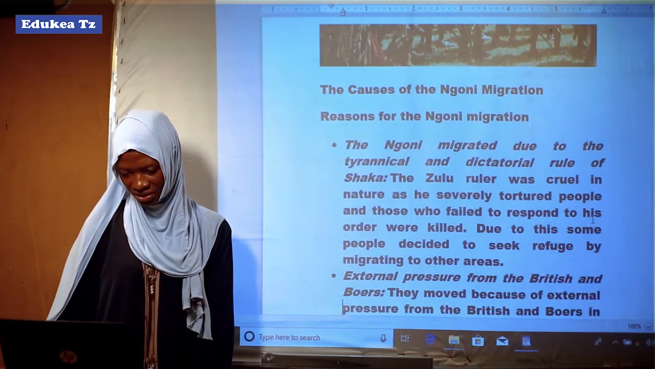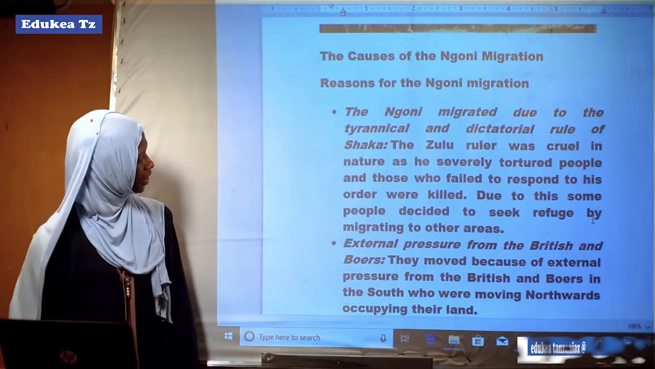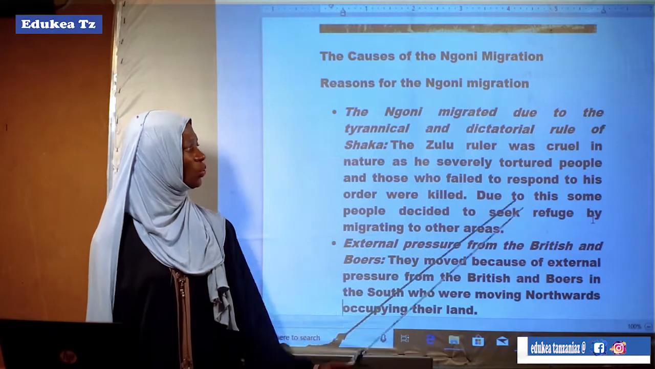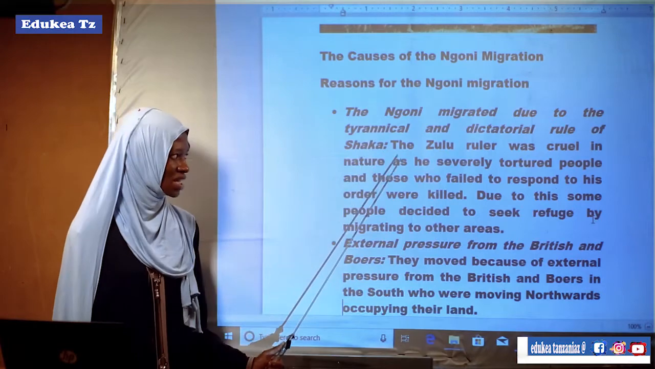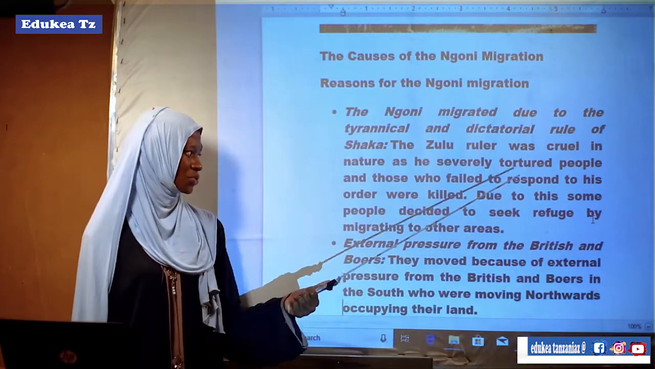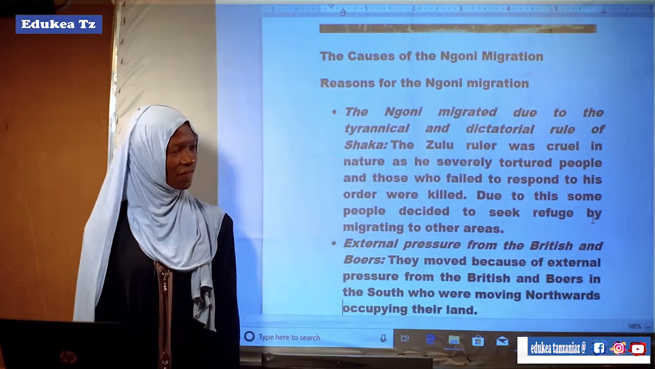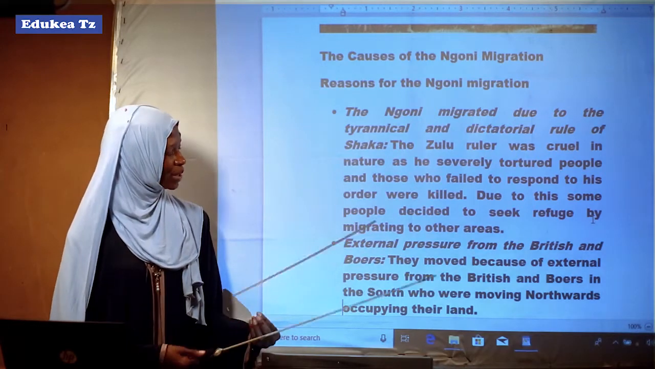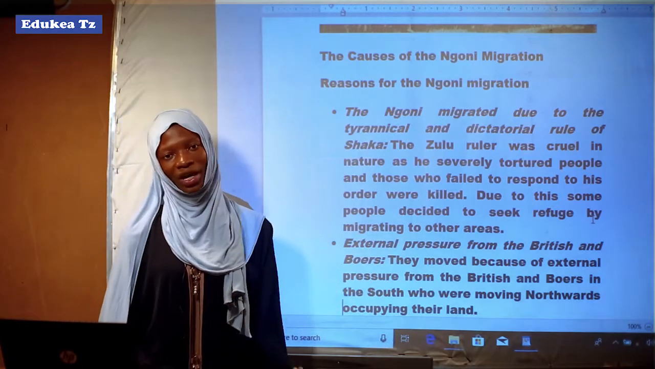The first reason is that the Ngoni migrated due to the tyrannical and dictatorial rule of Shaka. The Zulu ruler was cruel in nature as he severely tortured people, and those who failed to respond to his order were killed. During the Mfecane War, Zulu defeated Zwide. So Zulu came into power with a dictatorial way of ruling.